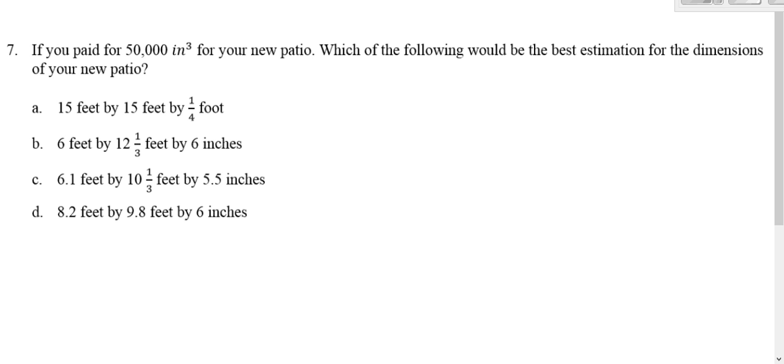So to figure that out, we need the length, width, and height all in inches. Currently, there's a bunch of them that are in feet. So to convert from feet to inches, you multiply by 12. And that will be inches, because there are 12 inches in every 1 foot.